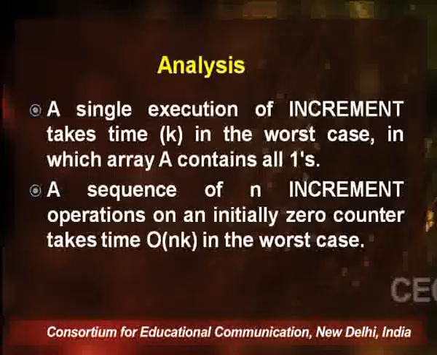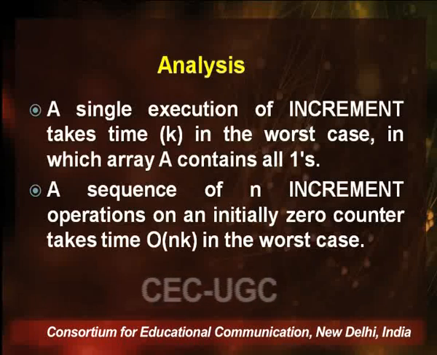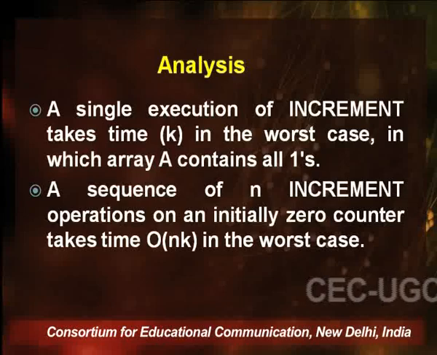So simply, a sequence of n increment operations on an initially 0 counter is going to take order n multiplied by k in the worst case. Here we are talking about the worst case. So a sequence of n increment operations is going to be of order nk, which is the cost, or the time complexity, of these n increment operations. But as I have told you, this is a very trivial analysis, an analysis at the macro level.